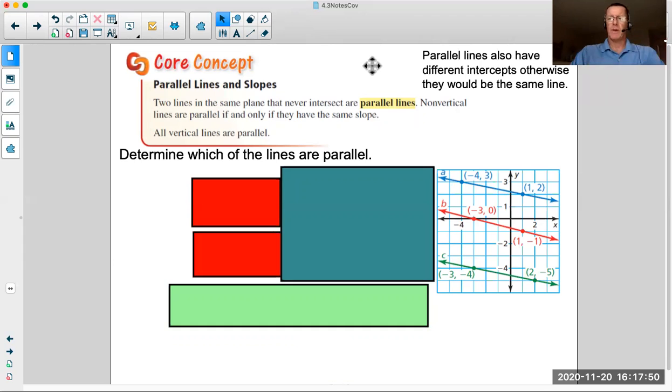Parallel lines, we're going to start with those. Parallel lines and slopes: 2 lines in the same plane that never intersect are called parallel lines. Now you might be saying, can 2 lines never intersect that are not in the same plane? And the answer is yes.